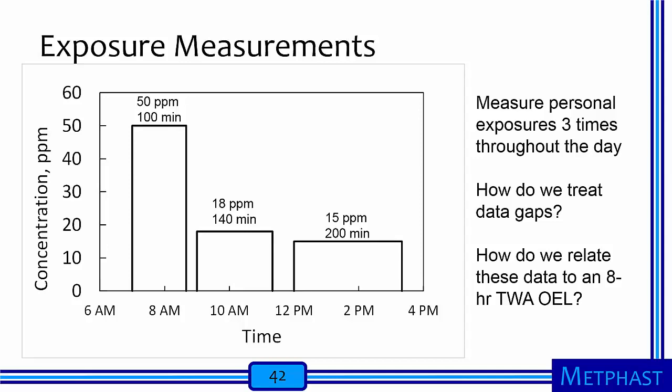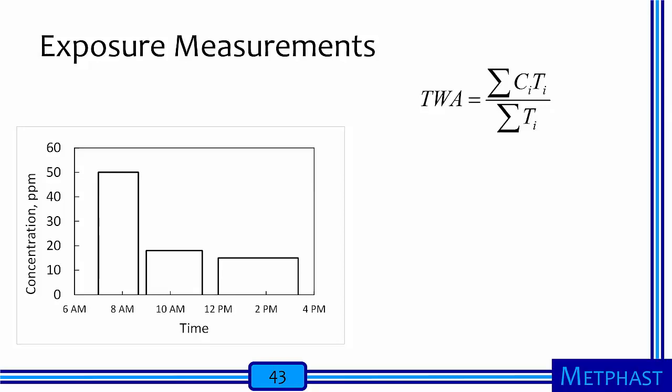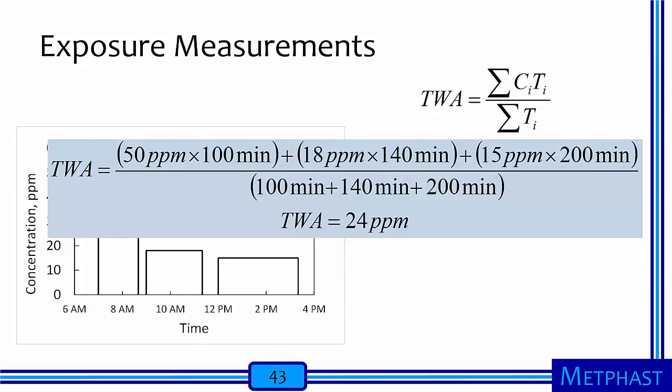What do we do with the data gaps, and how do we relate these measurements to an 8-hour TLV? Recall the equation for time-weighted average, which is simply the sum of the concentration times time divided by the total time sampled. We put in our measurements in that equation and we calculate 24 ppm. So this is simply an arithmetic average of the measurements that we took.